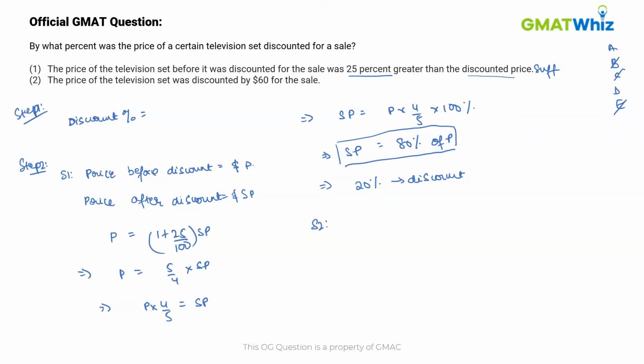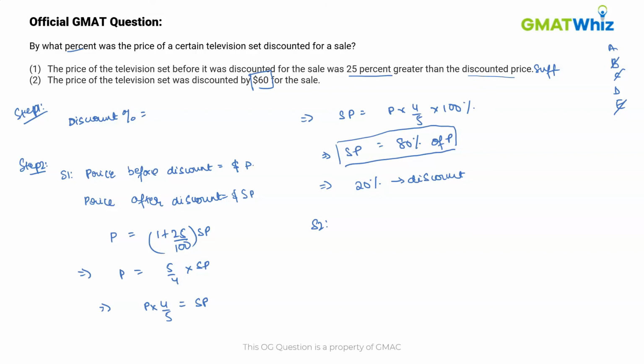Now statement 2 tells us that the price of the television set was discounted by $60 for the sale. Now this is the trap that I had mentioned earlier, that the discount here is given in dollars, but the question requires us to find the discount in percentage.